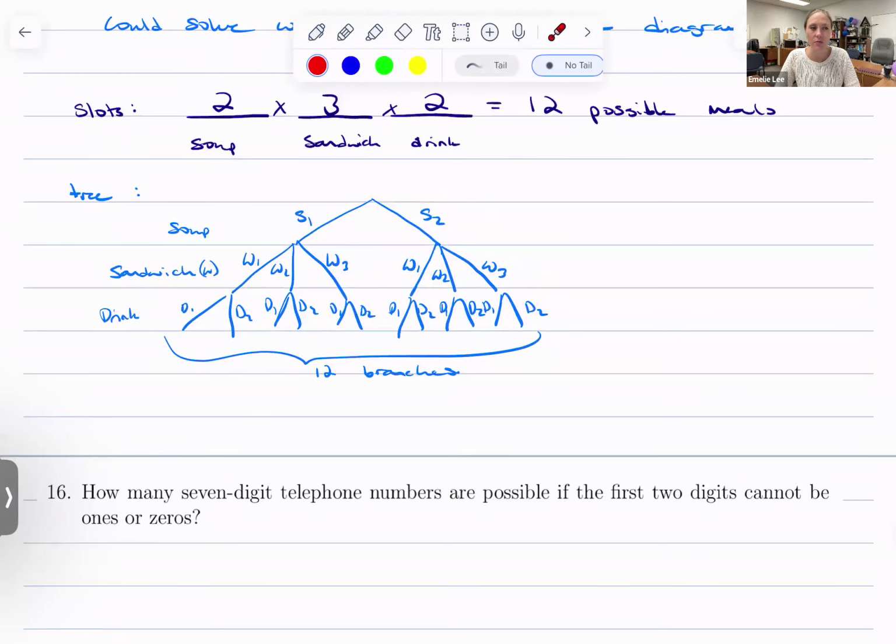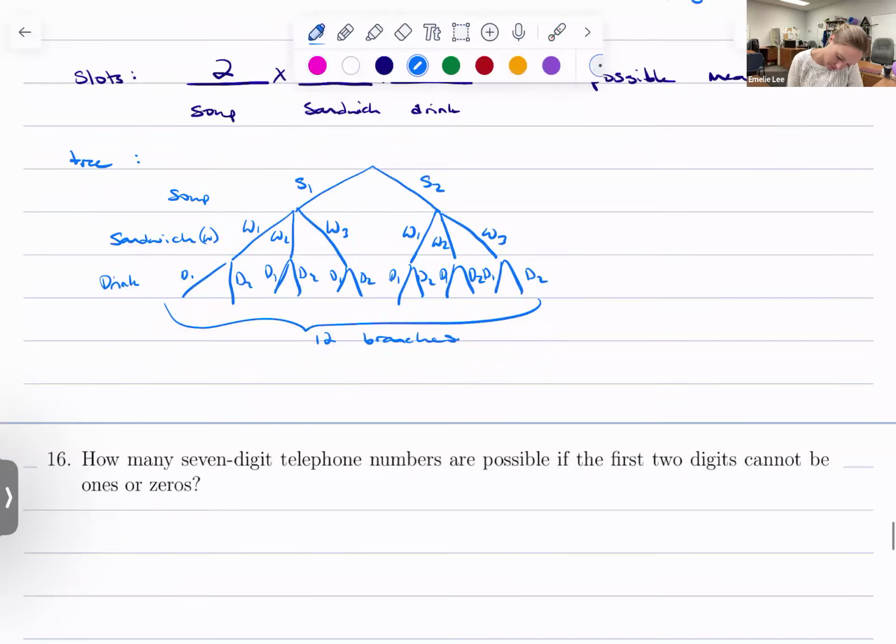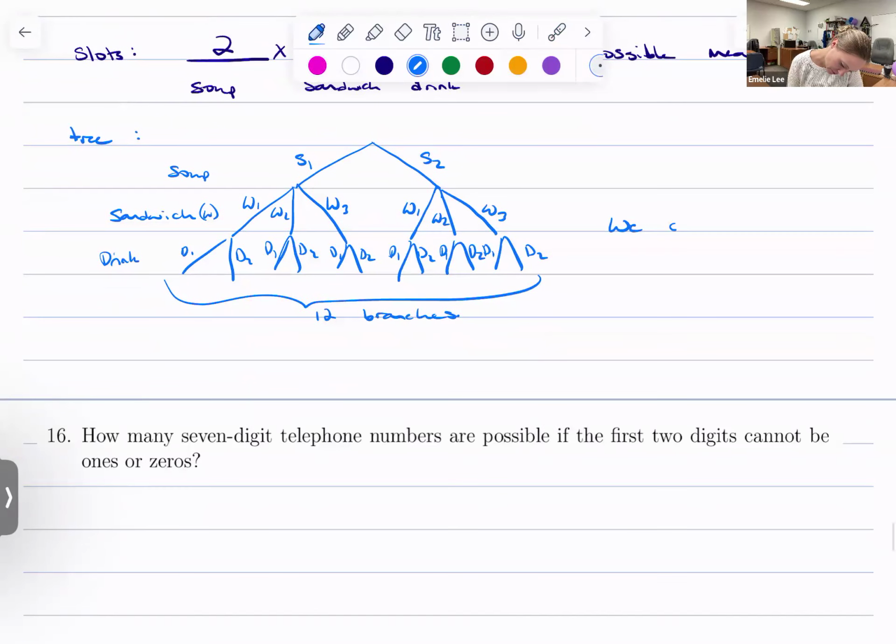When would the tree be useful? You would need the tree to list all the possible meals, right? We would use a tree if we needed to list all the possible meals.